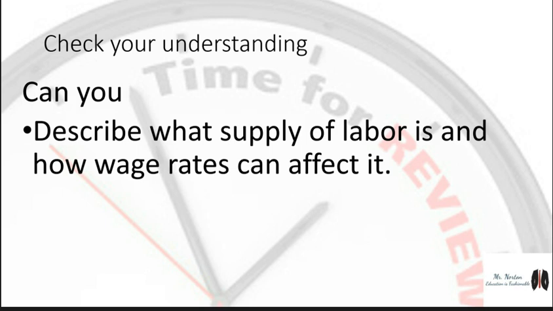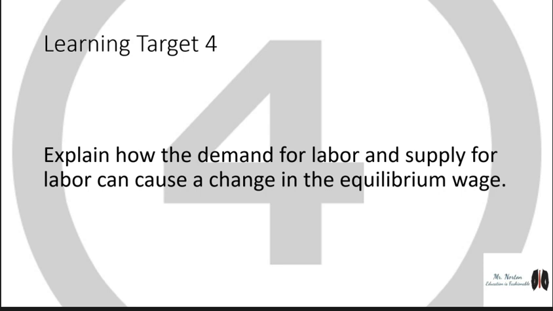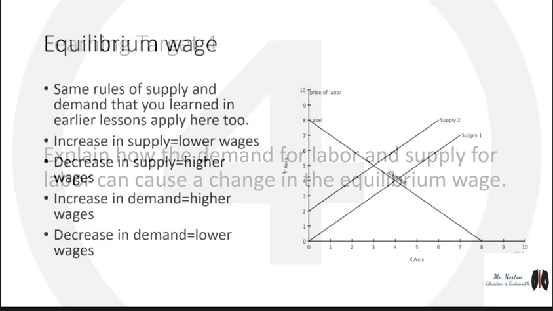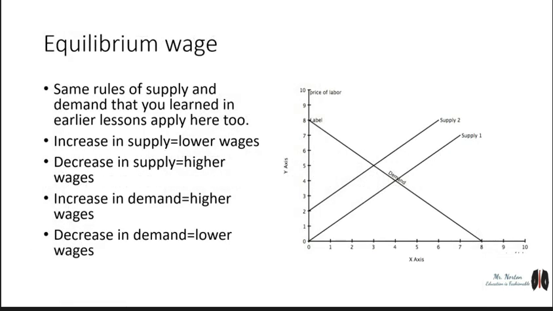But when you're ready, we can get on to our fourth learning target, which is going to be explain how the demand for labor and supply for labor can cause a change in the equilibrium wage. So, an equilibrium wage works in the same manner as when we reviewed how the price of goods and services is determined. When the quantity demanded of labor meets the quantity supplied of labor, we have equilibrium. And the wage associated with that intersecting point is where we find the equilibrium wage.